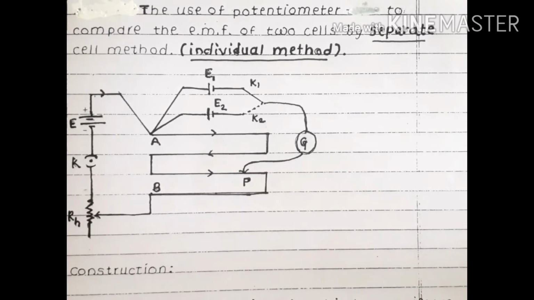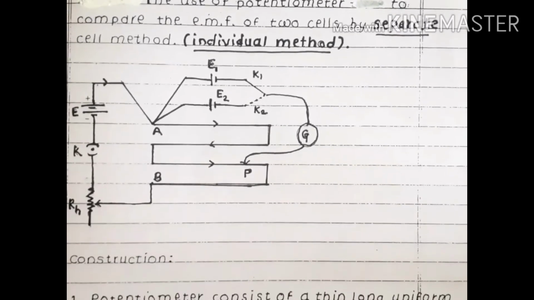This is the construction part. This is the circuit diagram which is useful to explain the potentiometer for comparing the EMF of two cells by the separate cell method. Let us see some points related to the construction.